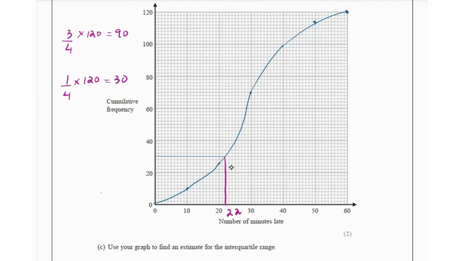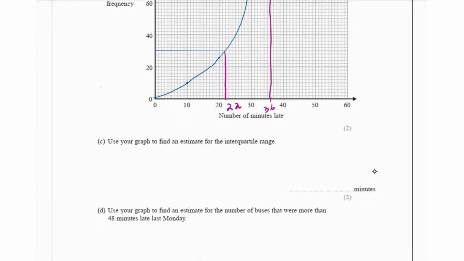Then we draw a line from 90, that's giving us 36. So for the interquartile range, I'm going to subtract 36 and 22, which is going to be 14. So this is your interquartile range.